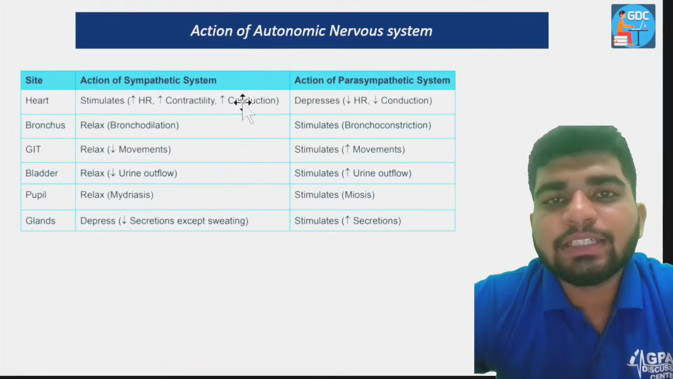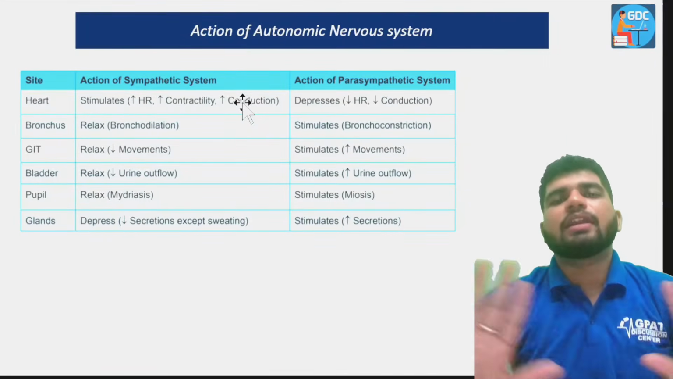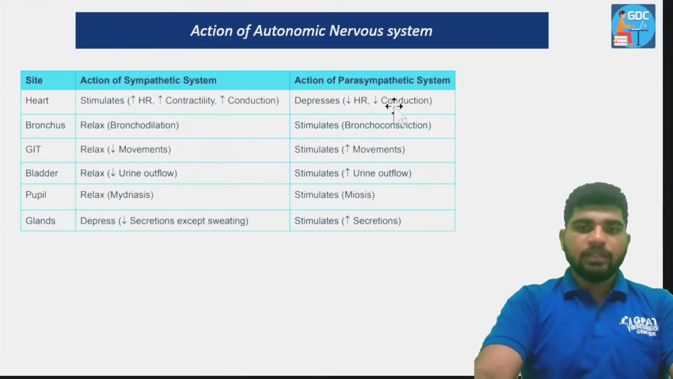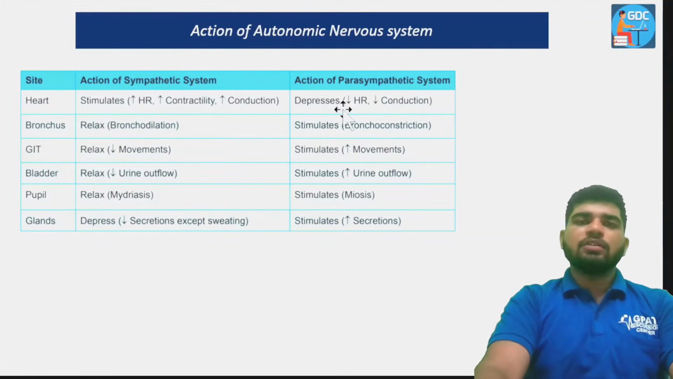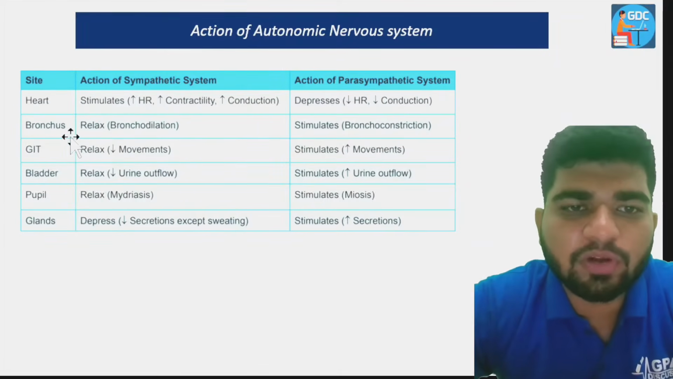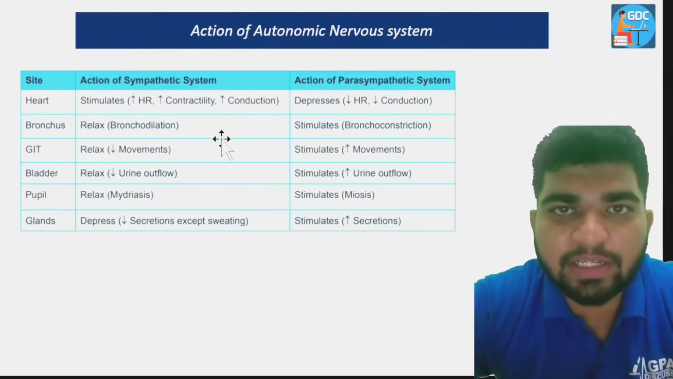Okay. Whereas in the case of the parasympathetic system, you are relaxed. You are not in your stress mode condition. So here there will be a decrease in your heart rate. Okay. So if we talk about the bronchus, that is respiratory rate.